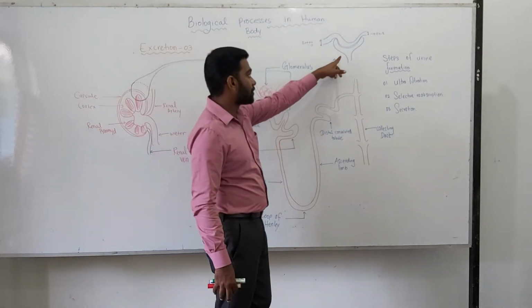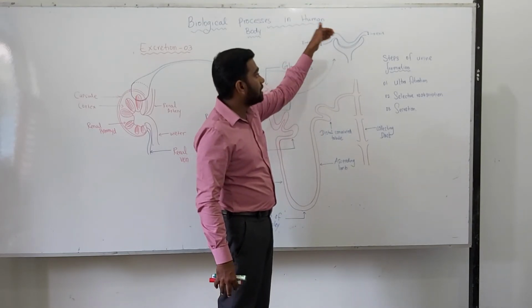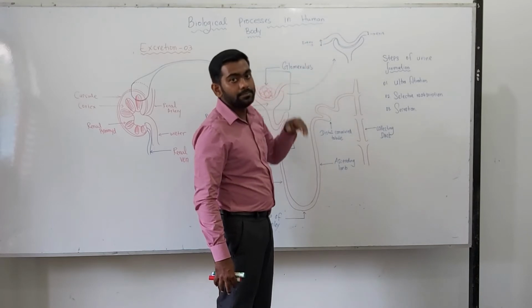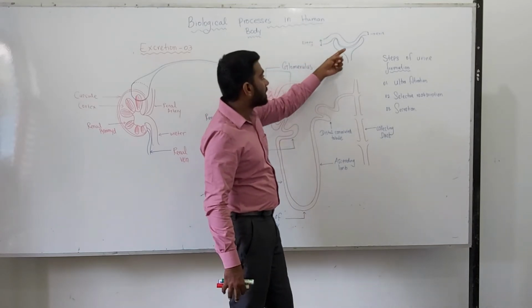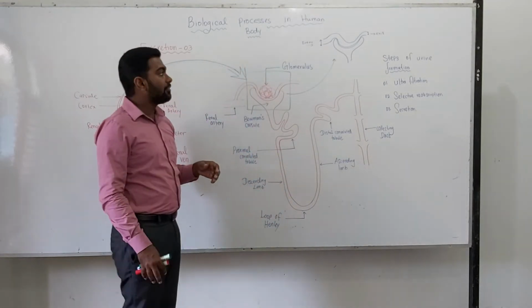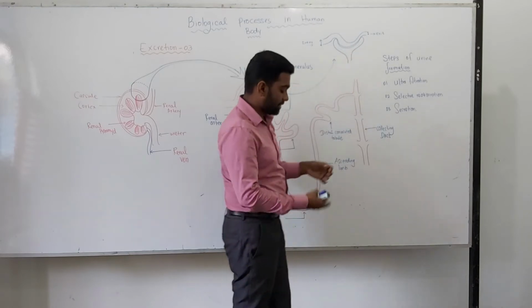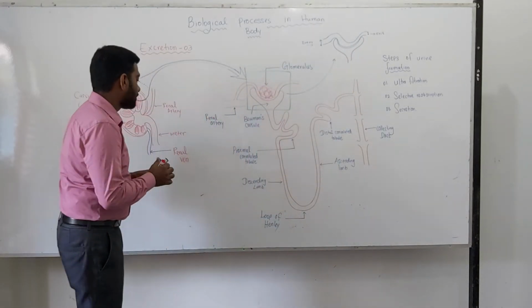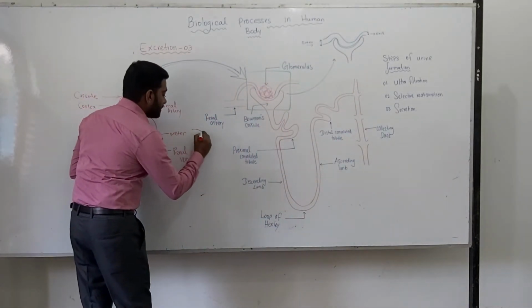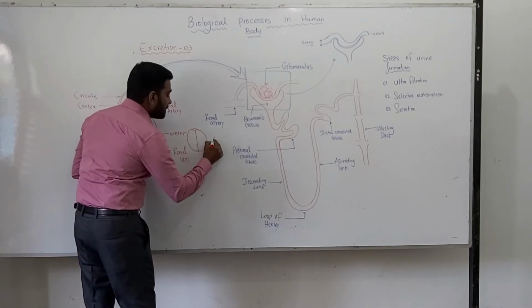Here you can check this. The blood enters the Bowman's capsule through a tube, and it exits by another tube. It's a continuous tube. But if you check the diameters of the entrance and the exit, there is a difference, right? The diameter of the tube that enters is bigger than the diameter of the tube that exits.